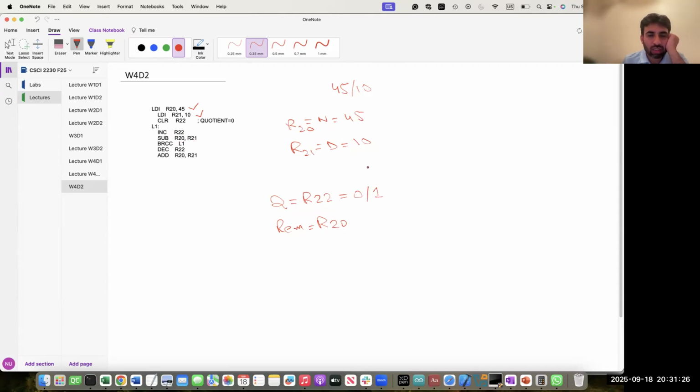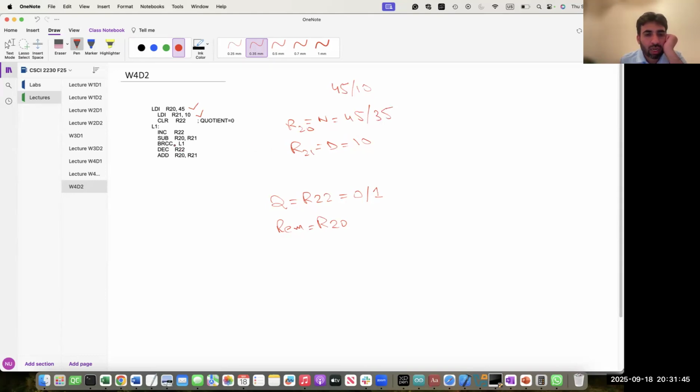Actually, the program is not written in a human-readable way, it is not very readable. But anyway, we can do that. So subtract R21 from R20 and put the result back in R20. So we get 35 here, right?